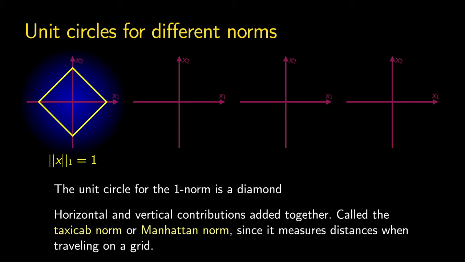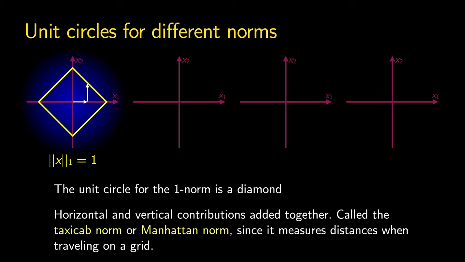So let's first take a look at the 1 norm. And here, the unit circle for the 1 norm is a diamond that has vertices at plus minus 1 comma 0 and 0 comma plus minus 1. And if we think about how distances are defined for the 1 norm, and we look at a point on the diamond, then the distance to that point will be just the sum of the horizontal and vertical contributions to get there. And if we increase the horizontal contribution, then we'll have to correspondingly decrease the vertical contribution, and that will sweep out one side of the diamond.